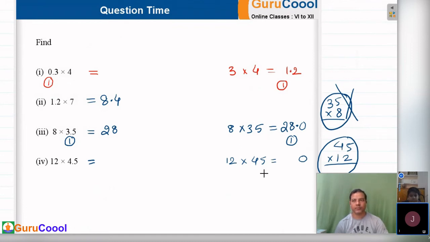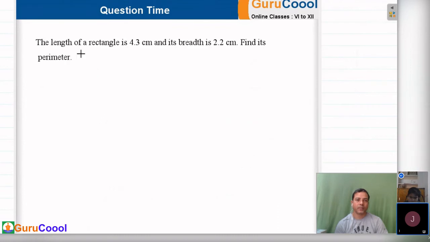Sir, 6. 54, sir. 54. And now I have to put the decimal. So only one digit decimal will be put there. That comes between 0 and 4. So I am getting 54 finally. Yes, sir. Got it? Yes, sir. Next.